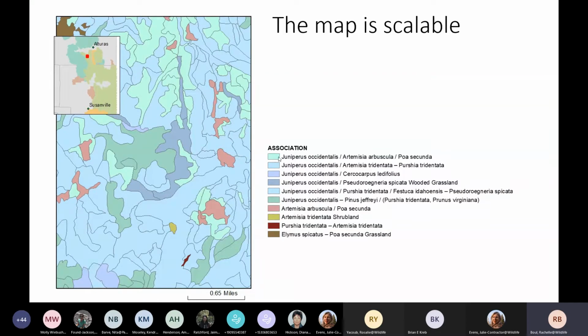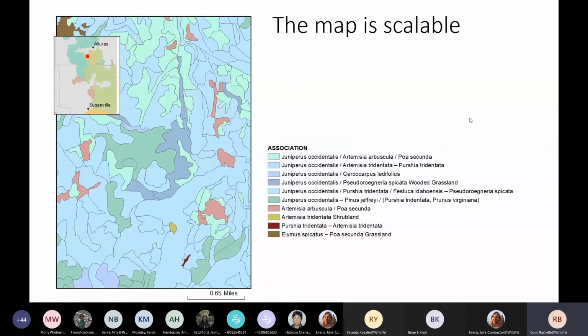This is showing several juniper associations in various shades of blue. We have some low sagebrush, some big sagebrush, bitterbrush and sagebrush, and then like a tiny bit of grassland there. So this level can be useful for identifying, say, potential rare species habitat or sensitive natural communities, and also for directing local level management.